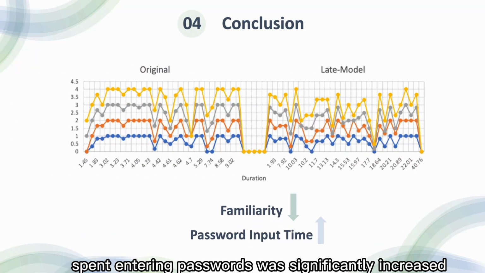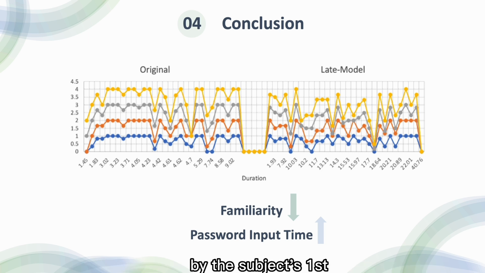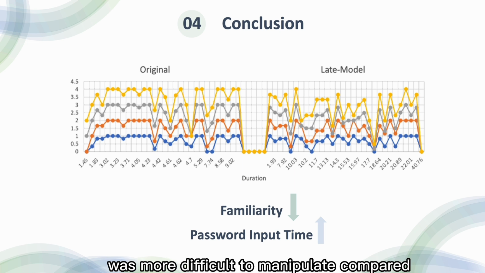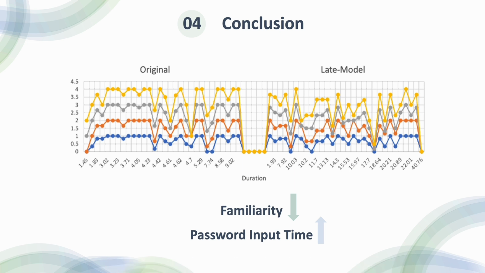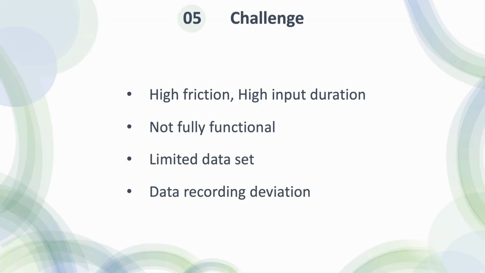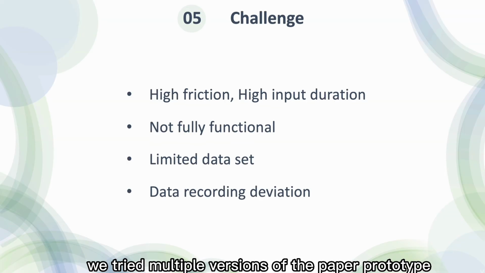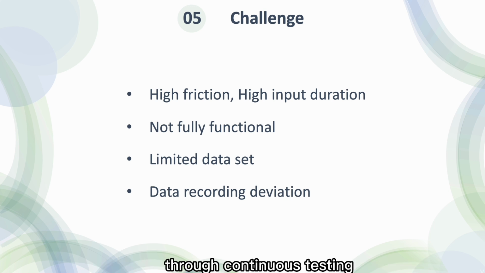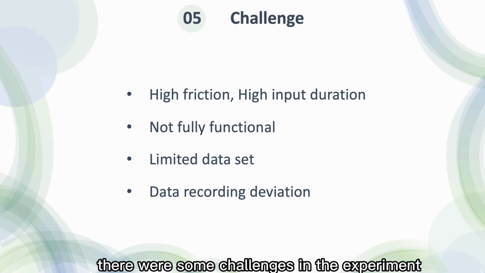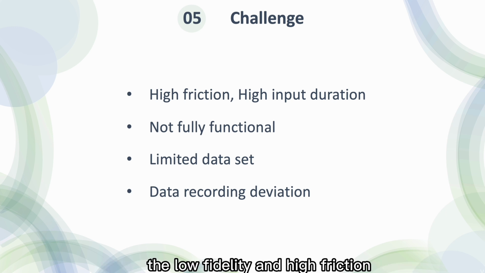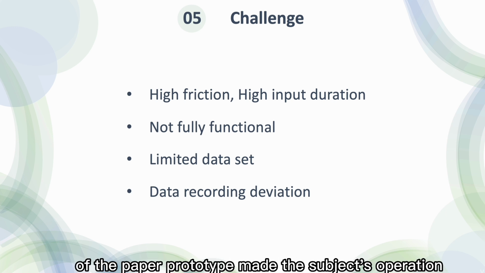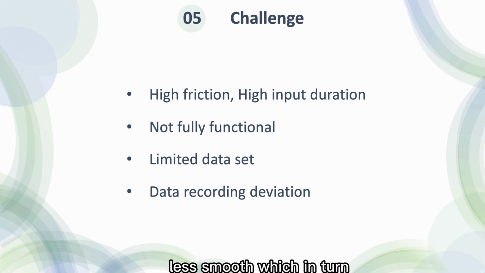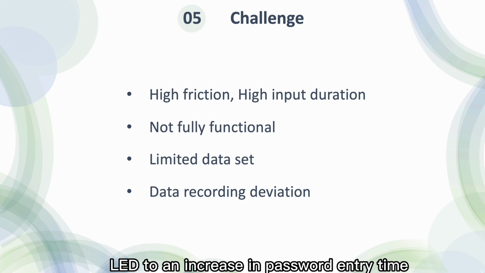However, the time spent entering passwords was significantly increased by the subject's first exposure to the Dialpad and also by the fact that the paper prototype was more difficult to manipulate compared to mobile phone input. Throughout the experiment, we tried multiple versions of the paper prototype through continuous testing and we gained insight into the prototype iteration process. At the same time, there were some challenges in the experiment. For the first one, the low fidelity and high friction of the paper prototype made the subject's operation less smooth, which in turn led to an increase in password entry time.